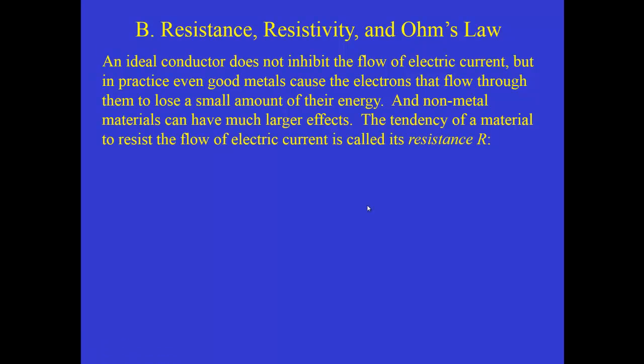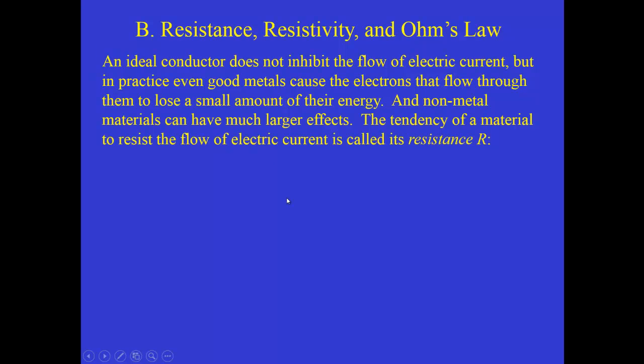And those vibrations cause electrons that are moving through the material to get scattered occasionally. And that scattering reduces the flow of electrons. It inhibits the flow of electrons and produces something called resistance. Defects in the crystal structure of the conductor wire can also cause resistance. So, non-metal materials can have even larger resistive effects.